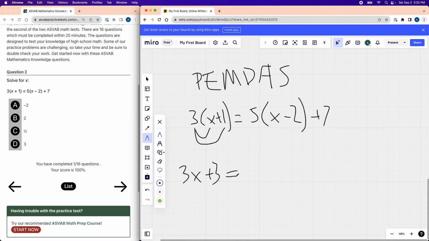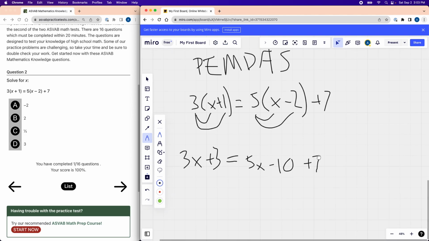Multiplying something by a parentheses, you need to multiply that thing by each item in that parentheses. So again, we need to distribute this 5 to the x and to the negative 2. So that's going to be 5x, and then 5 times negative 2 is a negative 10. And then we just tack on the plus 7 at the end there.